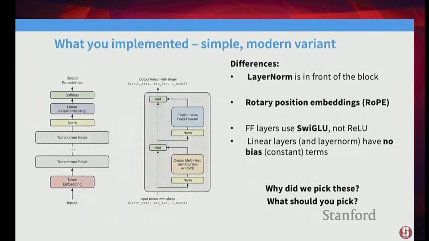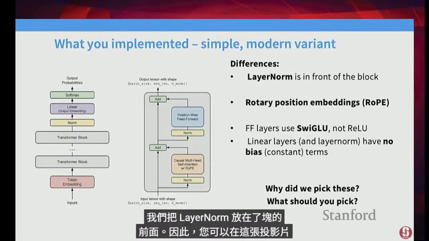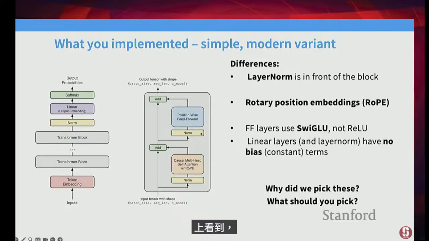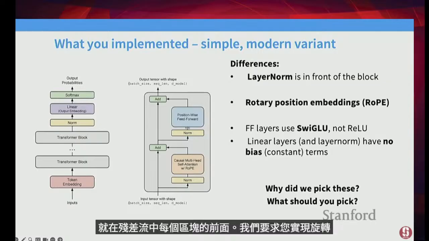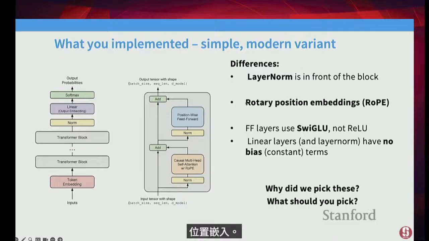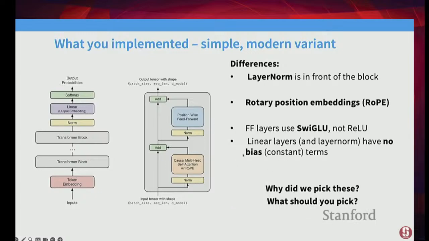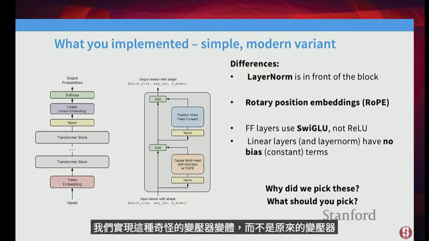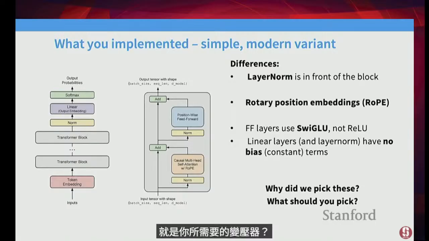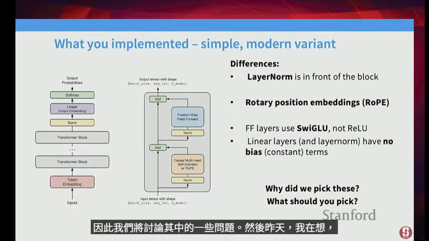So what you implemented is not the vanilla transformer variant from the original paper. We've modified a few things. We've put the layer norm in front of the block. So you can see on this slide that the norm is right before each of these blocks in the residual stream. We've asked you to implement rotary position embeddings. The feed-forward layers use something called a SwiGLU. And then linear layers now omit these bias terms. And you might ask, why have you forced us to implement this weird variant of a transformer instead of the original Attention Is All You Need transformer? And so we're going to go through some of those questions.